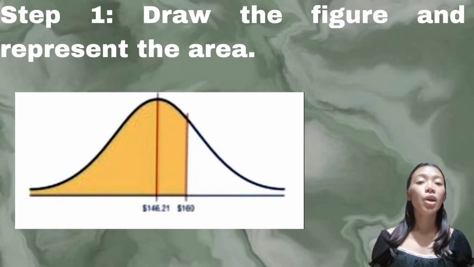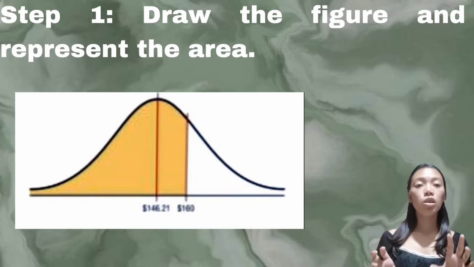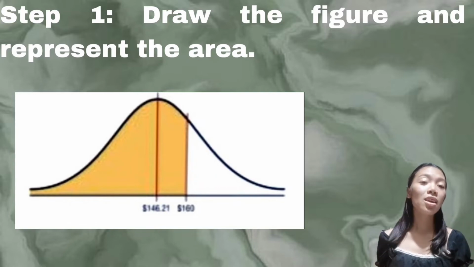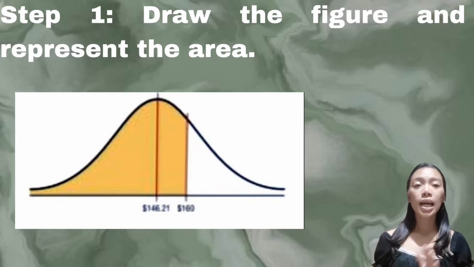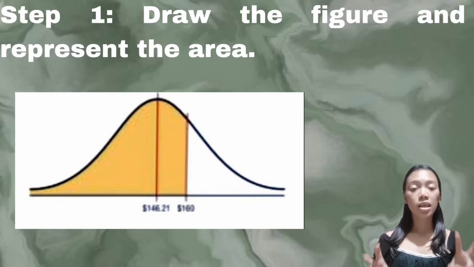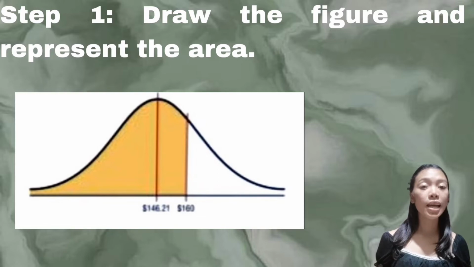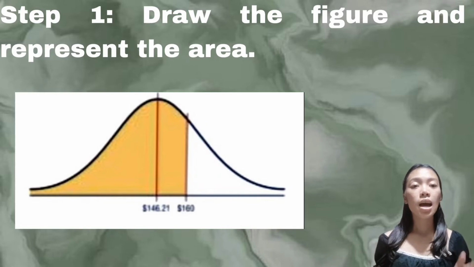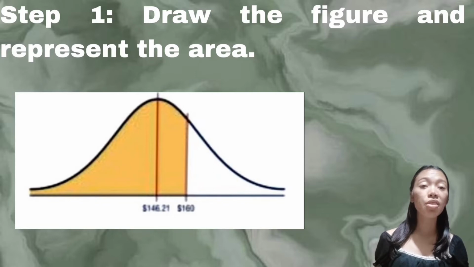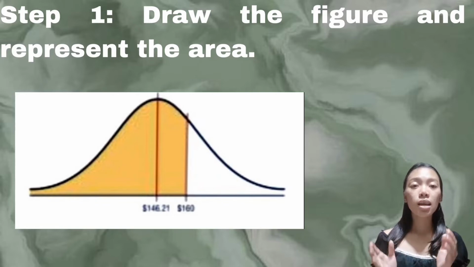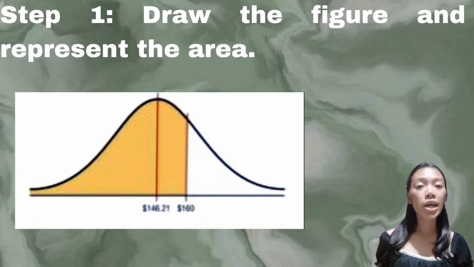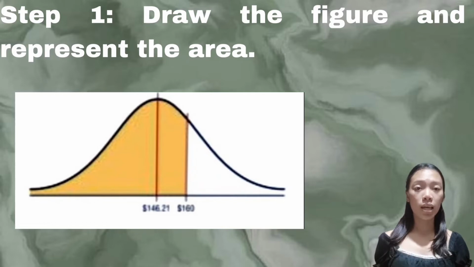Step 1. Draw the figure and represent the area. So, in this part class, we will sketch the normal curve that represents the area. We can see class that the middle line in the sketch represents the mean. Then the line on the right is x. The x is on the right because it is positive. And the shaded part is the area that we are looking for. So, after sketching, let us proceed to step 2.